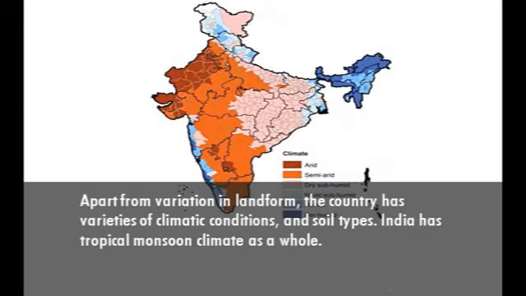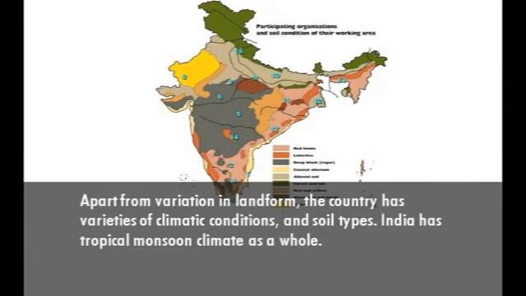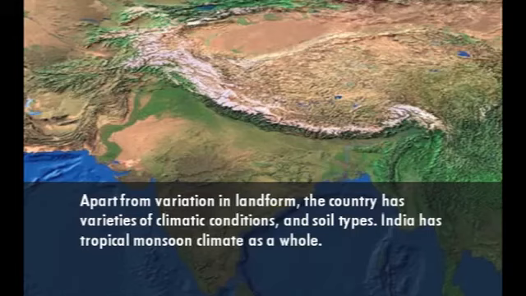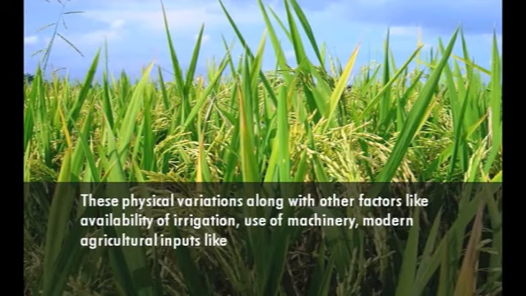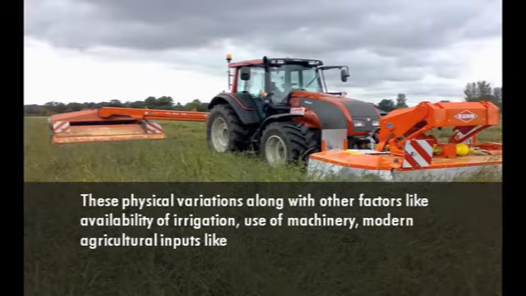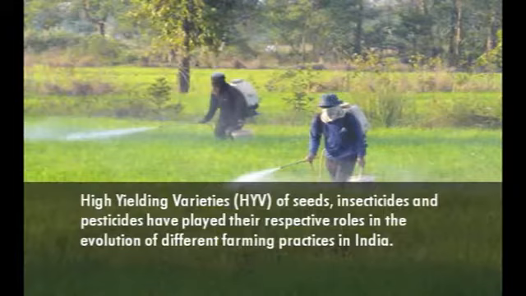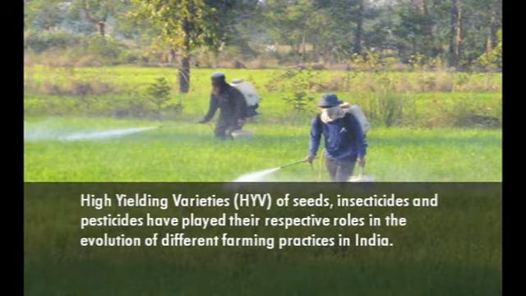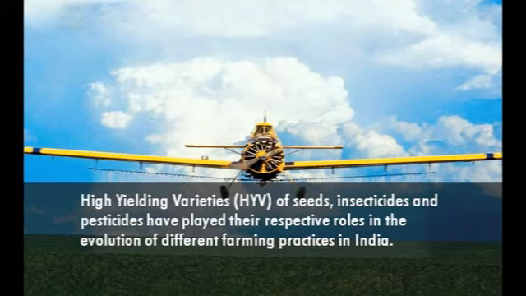Apart from variation in landform, the country has varieties of climatic conditions and soil types. India has tropical monsoon climate as a whole. These physical variations, along with other factors like availability of irrigation, use of machinery, modern agricultural inputs like high-yielding varieties (HYV) of seeds, insecticides, and pesticides have played their respective roles in the evolution of different farming practices in India.